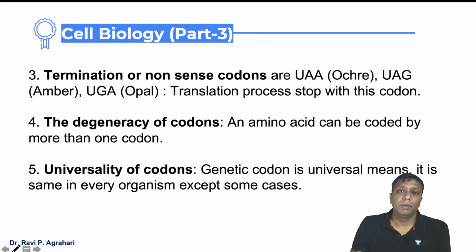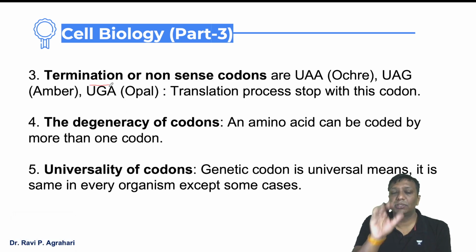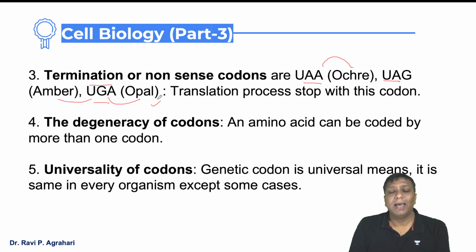Now the next one, guys. Whenever the protein is going to stop, it stops at some codons: UAA, UAG and UGA. UAA is called ochre, UAG is called amber, and UGA is called opal. After these there is no synthesis of protein, and the chain stops for protein synthesis.